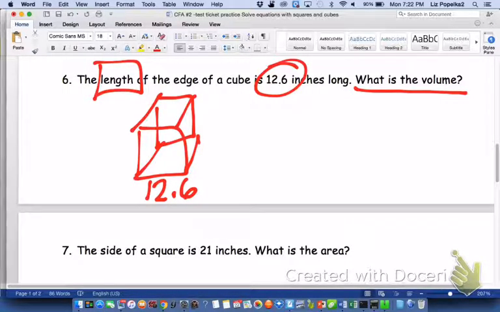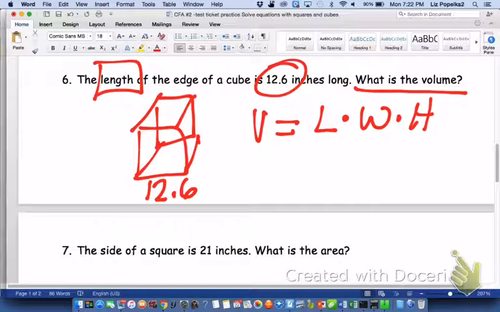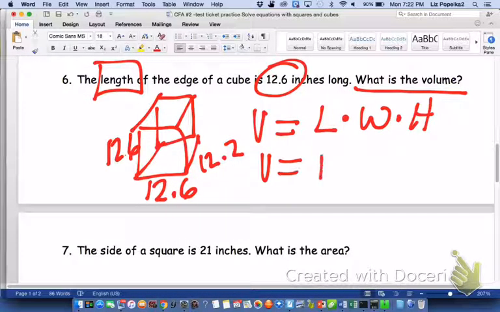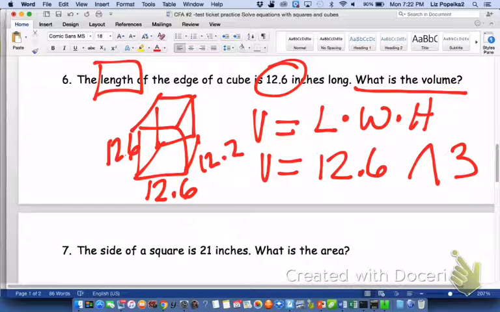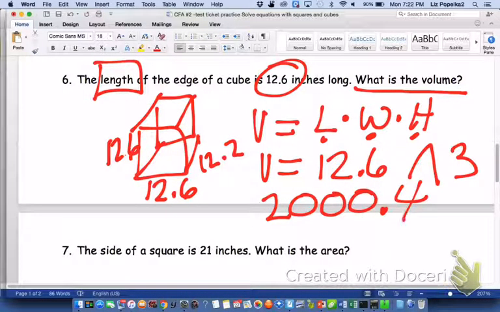So again, we know that to find the volume, we need to multiply the length times the width times the height. Well, in a cube, the length, the width, and the height are all the same. So I'm going to put in my calculator 12.6 raised to the 3rd power, which is the same thing as 12.6 times 12.6 times 12.6. If I do that, I'm going to end up with approximately, if I'm rounding to the nearest tenth, 2000.4, and my units were inches, and we're talking volume, so this is going to be inches cubed.